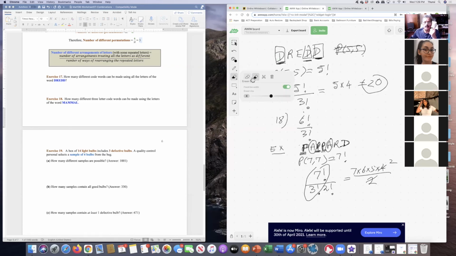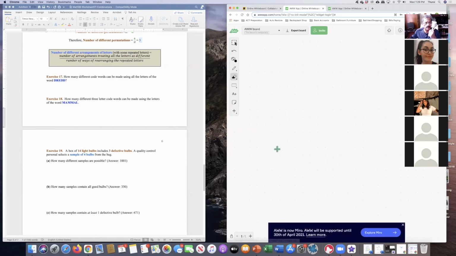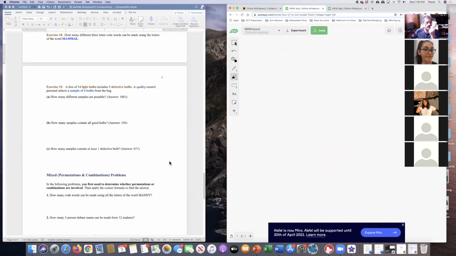Okay, clear the screen. I need to do one more problem. There are 14 light bulbs, which includes 3 defective. So that means the 14 count includes the 3 bad ones. That means how many are good? 11. 11 good. So in a problem like this, always first figure out how many good and how many bad are there and write it down. Very commonly using the wrong number is the common problem. So 11 good and 3 bad ones are there.